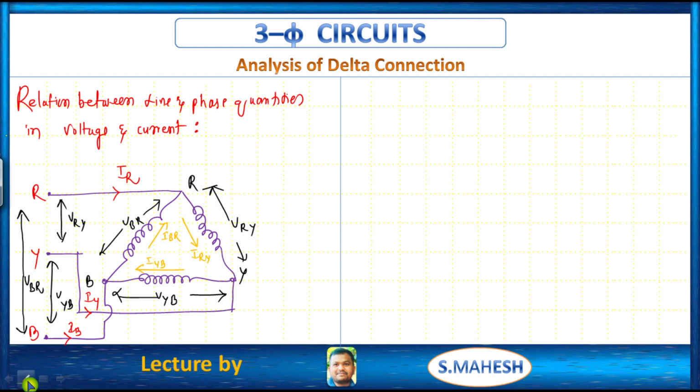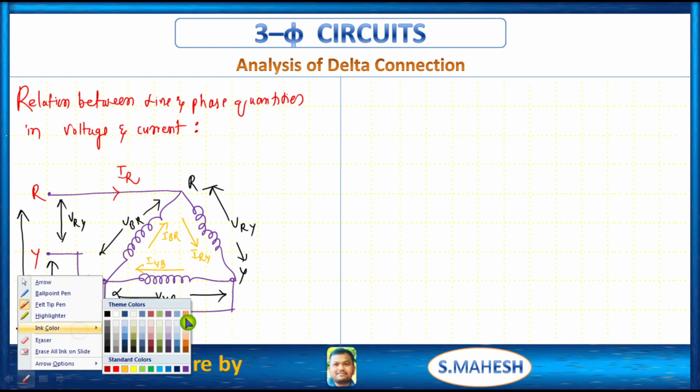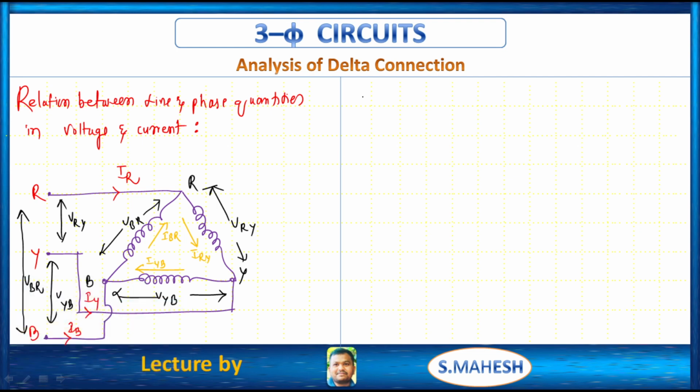Then now we can write important observations here. Okay. There is no neutral point available in delta connection, right?